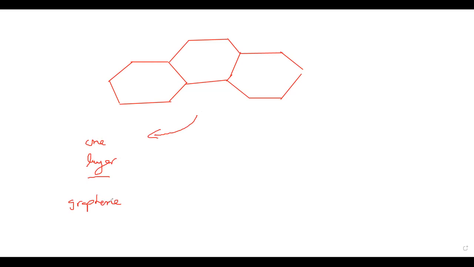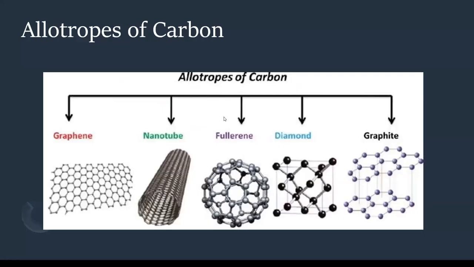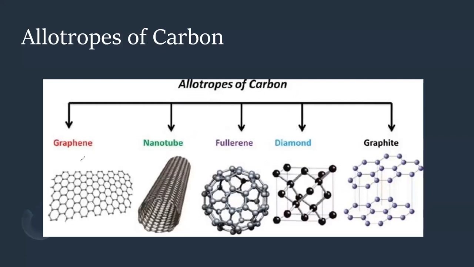Why graphene? Because it is taken from graphite, that's why graph. And why ene? Because there are double bonds, that's why it is ene. But if we fold this and form a cylindrical structure, we call that a carbon nanotube. So these are the allotropes of carbon: we have diamond, graphite, fullerene, nanotubes, as well as graphene.